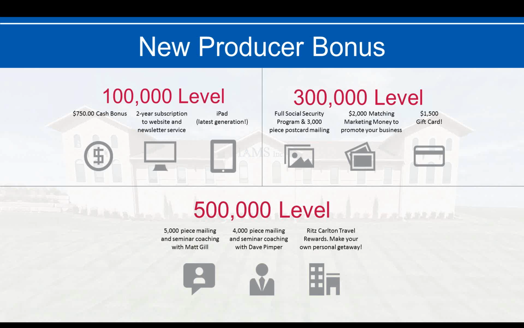So let's say you get to the $100,000 level. You have a choice between one of the three, which would be, of course, in addition to your commission, a $750 cash bonus or a 2-year subscription to our website newsletter service. And the one thing about this is we can get this up and running for you in one business day. So if you don't have a website now, you want to get that up and running for your business, we can do that. You can either earn it or you can buy into it. It's a pretty simple program.